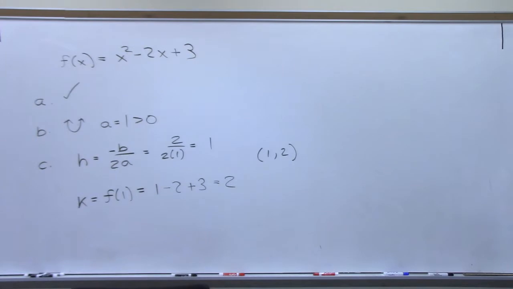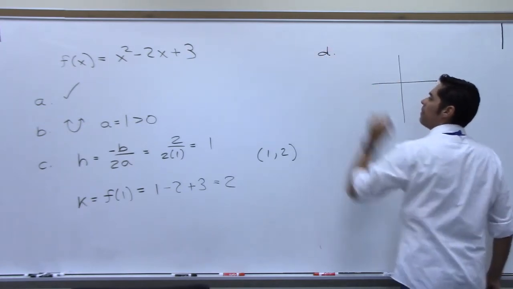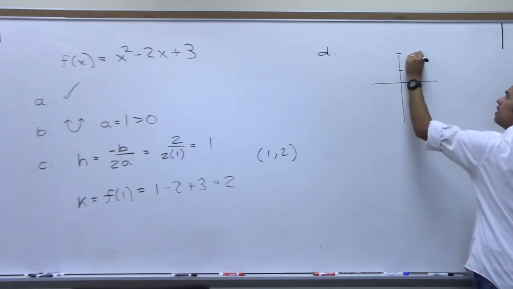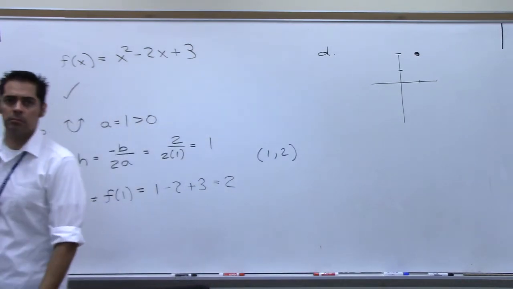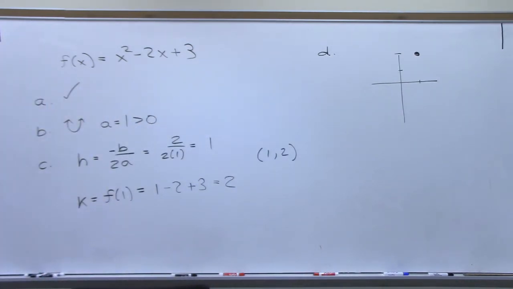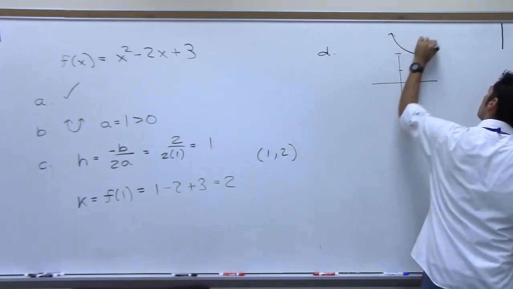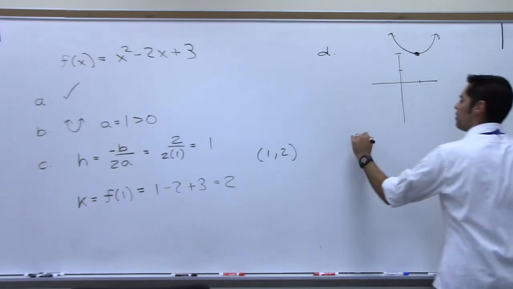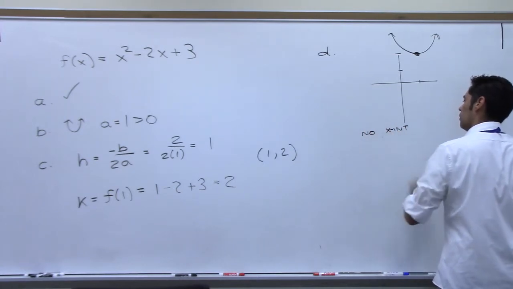What's the next step? Quick sketch. Okay, real quick sketch. Part D. My vertex is out 1, up 2. So here it is, right? And it's positive, so it opens up, which means no x-intercepts. So I'm not going to go look for them. No x-intercepts. So I move on.